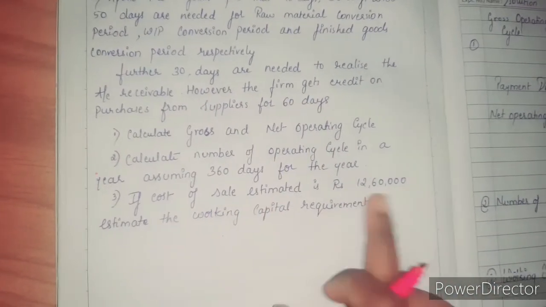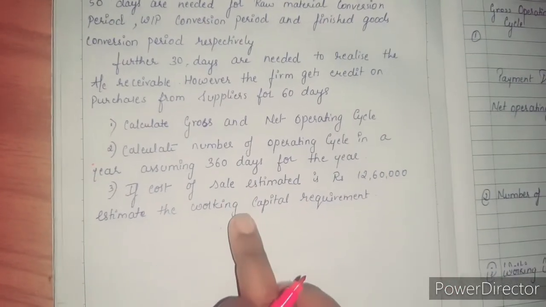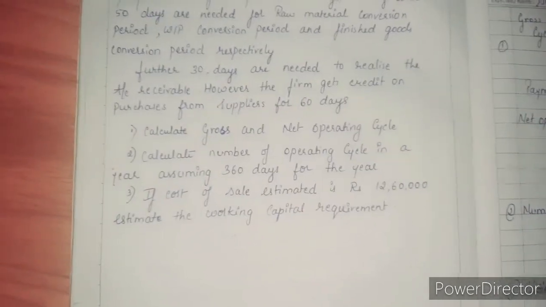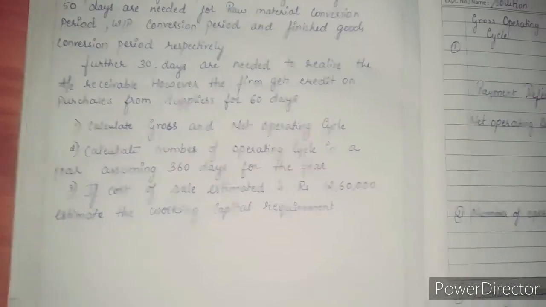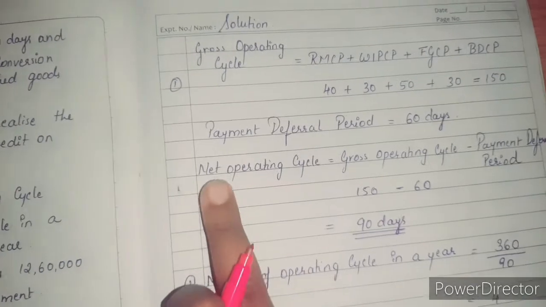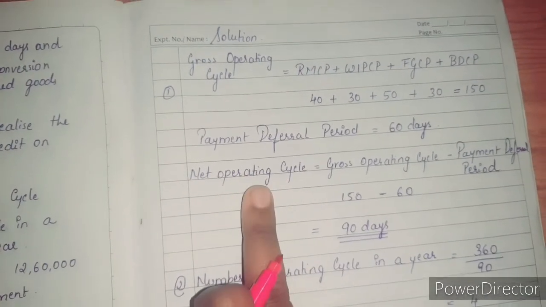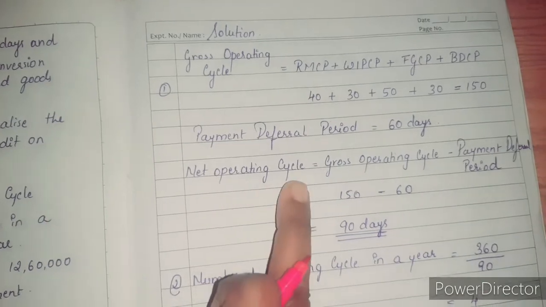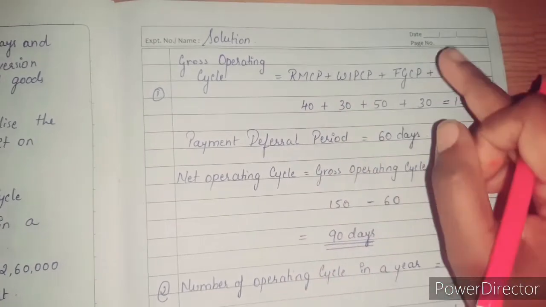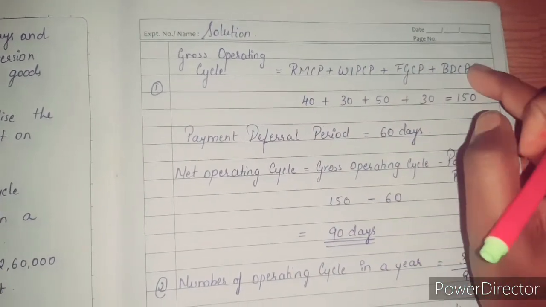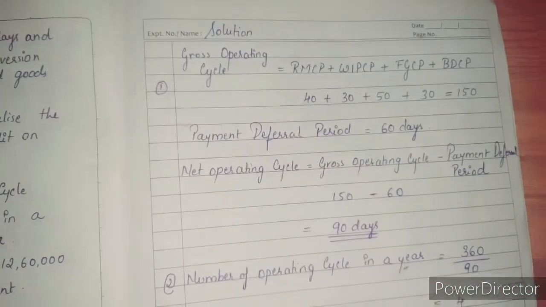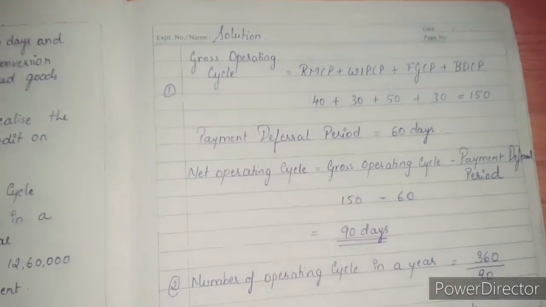Cost of sales estimated is 12,60,000. So estimate working capital requirements. So we have to solve the problem in 3 steps. Step 1, we have to find net operating cycle. We know that raw material conversion period plus work in progress conversion period plus finished goods conversion period plus book debt conversion period, we get gross operating cycle, minus payment deferral period, we get net operating cycle per day.